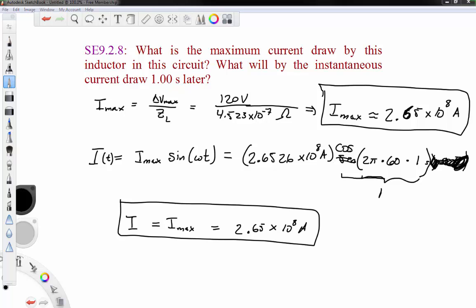In other words, the frequency was 60 cycles per second. That means that after going through 1 second, we've just gone through 60 whole cycles, so we're back to wherever we started from. And so therefore we're back to the maximum current because that's where we're starting from.